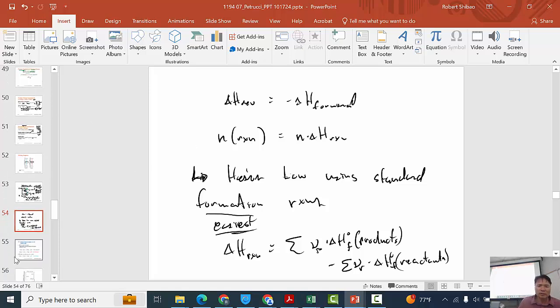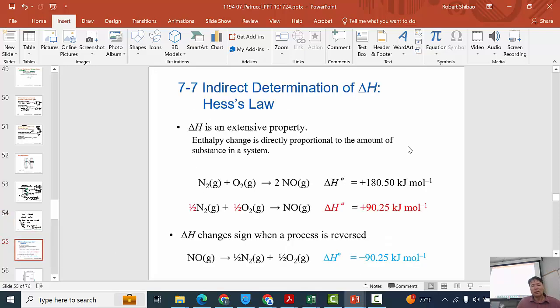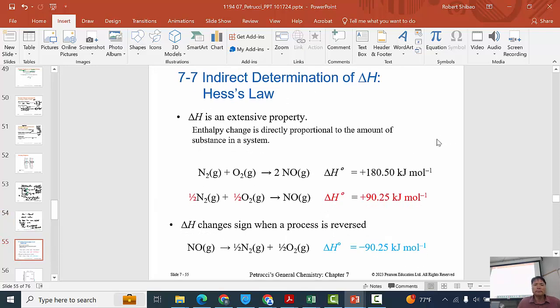And so let's talk about what standard, oops, okay, I think maybe I jumped this slide. So this is Hess's law. Delta H is extensive. Well, delta H is kind of a ratio because the typical units of delta H are kilojoules per mole. The heat is extensive. This is kind of intensive here. So we should say energy, or Q, is an extensive property. Enthalpy change is directly proportional to the amount of substance in a system.